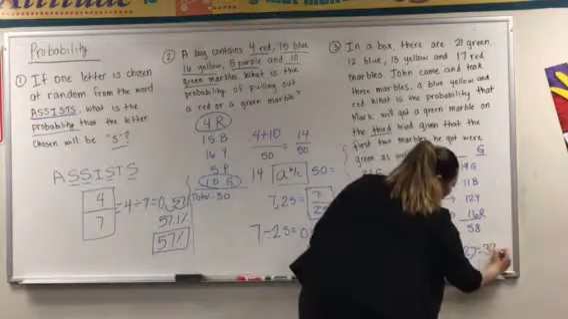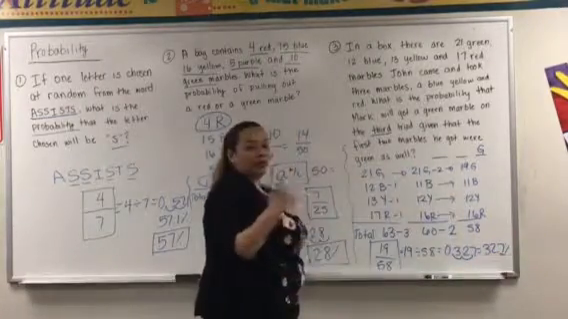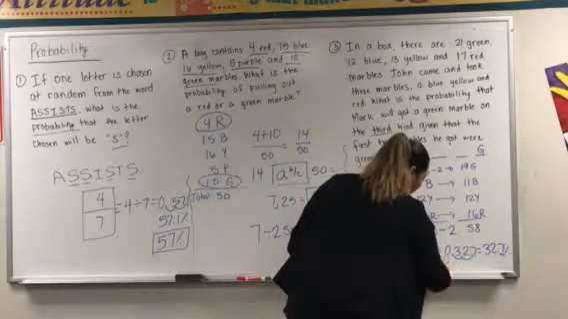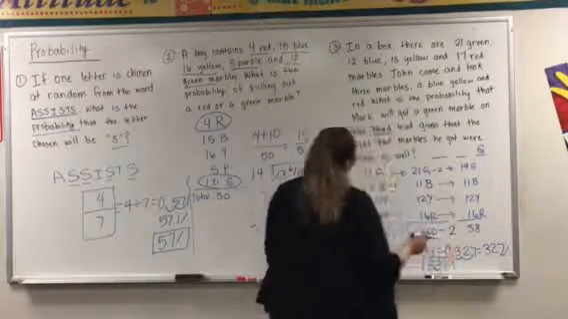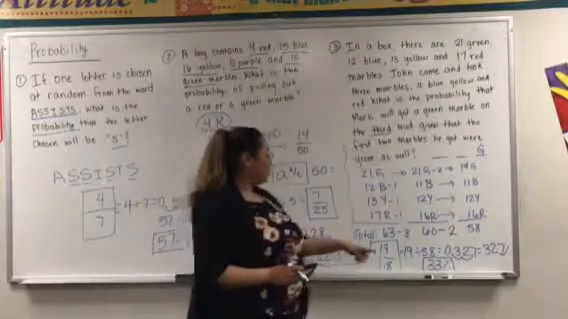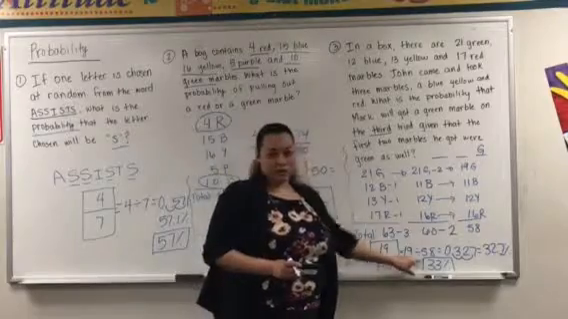So this is 32.7%, but since this is a 5 or greater, we're going to round up, making it 33%. So the probability that Mark will get a green marble on the 3rd try is either 33% or 19 over 58. Both of these are equal to each other.